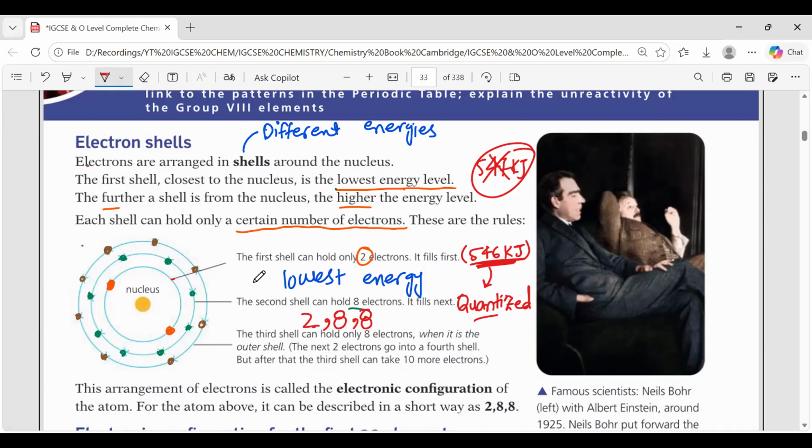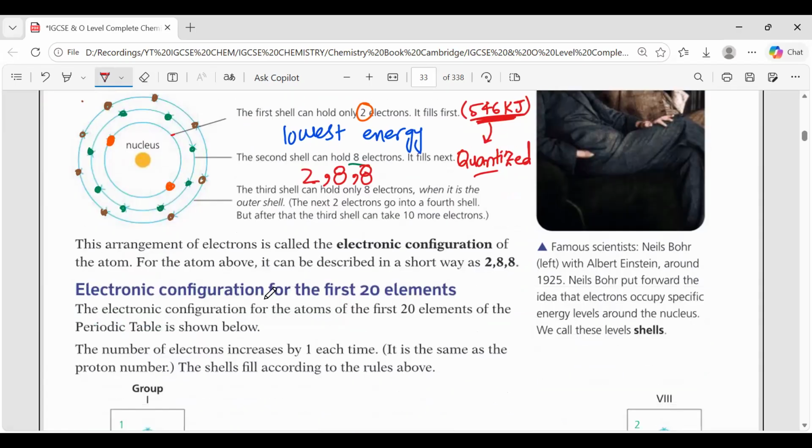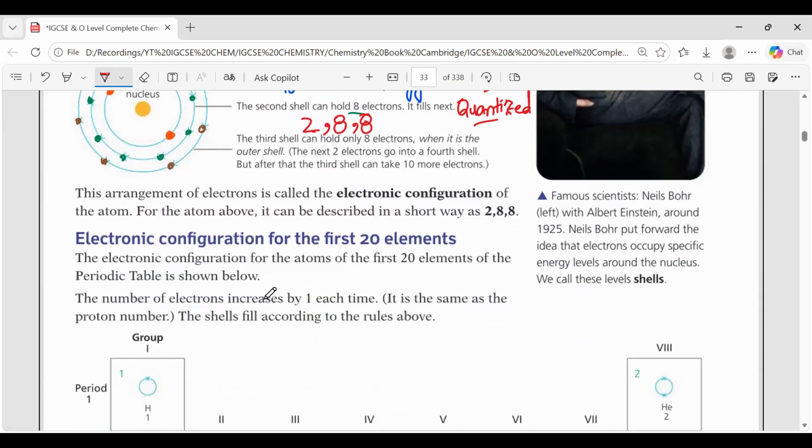For example, what is the maximum capacity of the first shell? It can only hold 2 electrons. What about the second one? 8. Third, 8. Yes, it can hold 8, but when it is the outer shell; otherwise it can have 10 or more electrons. We will see that example in the upcoming class. So this is known as electronic configuration.